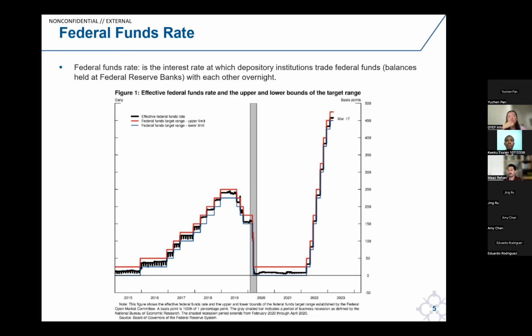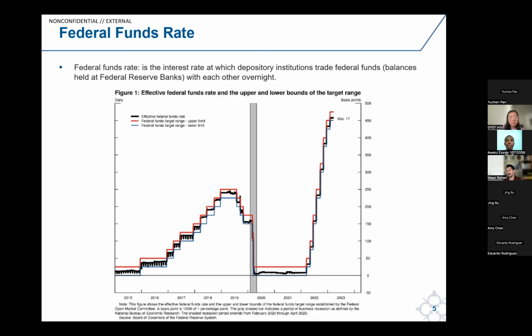So Bank A will lend its excess cash to Bank B. The rate that the borrowing institution, which is Bank B in this scenario, pays to the lending institution, Bank A, is determined by the two banks. The weighted average rate for all of these types of negotiations is called the effective federal funds rate.